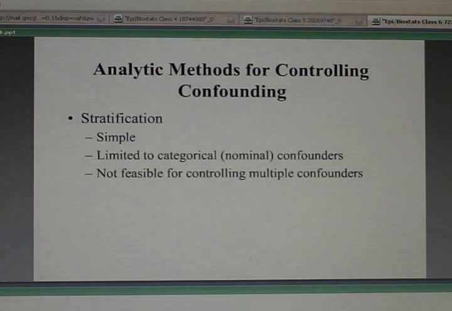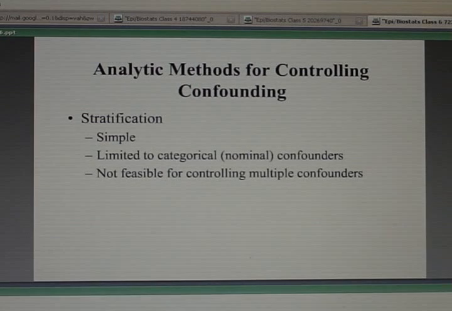We do the same analysis now in the women in our data set. Compare the women spam users to the women non-spam users. Again, we have no confounding in that analysis by gender because everyone's a woman. We'll talk about stratification next week, but it's simple. It has some limitations.